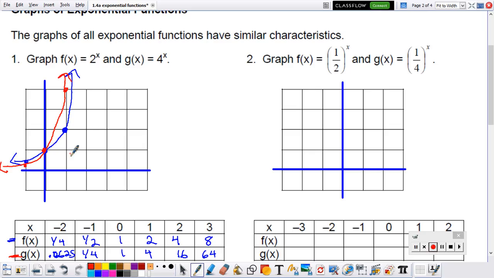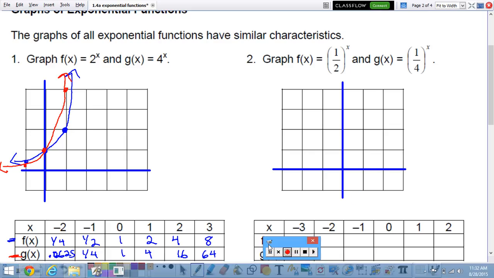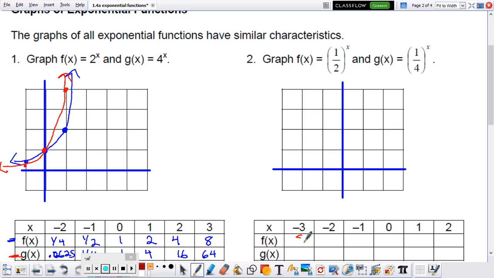All right, so let's look at these two exponential decay functions. If we go and type these into y1 and y2, let's write down their tables and graph them. So for 1/2 raised to the x, we've got 8, 4, 2, 1, 1/2, and then 0.25, which is 1/4. And then for 1/4 to the power of x, we have 64, 16, 4, 1, 1/4, and I happen to know that this is 1/16 because the pattern is dividing by 4.